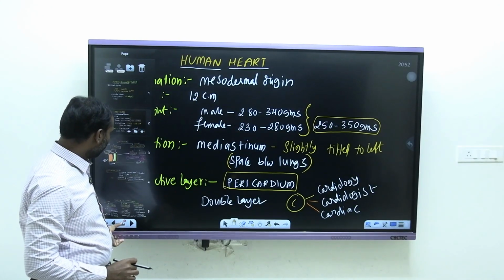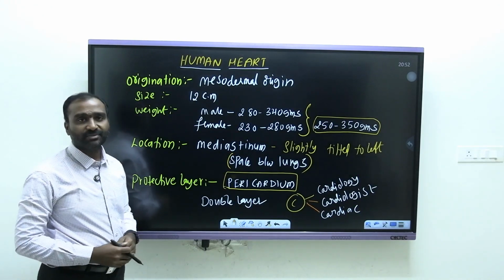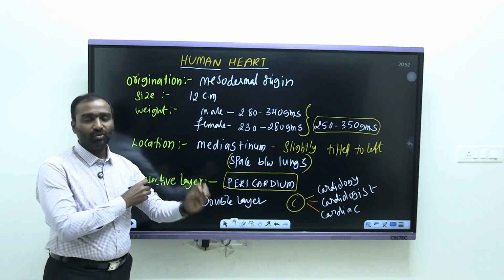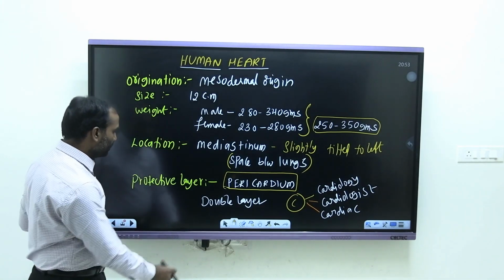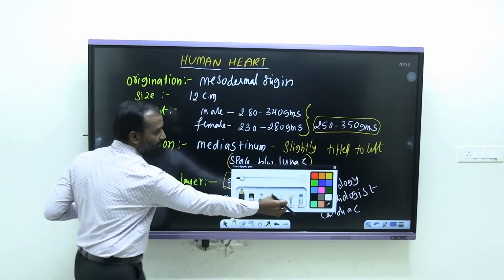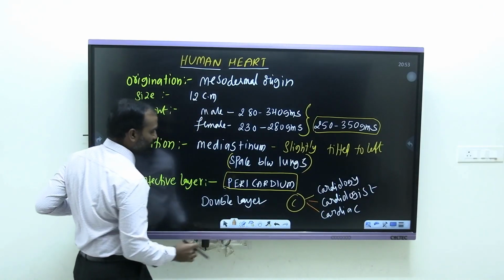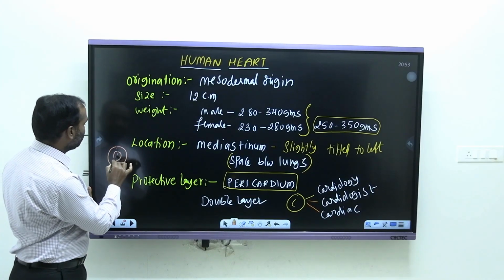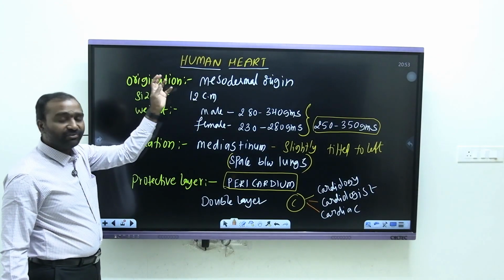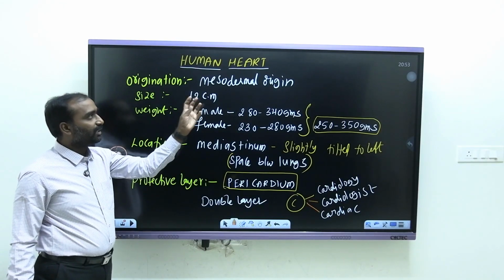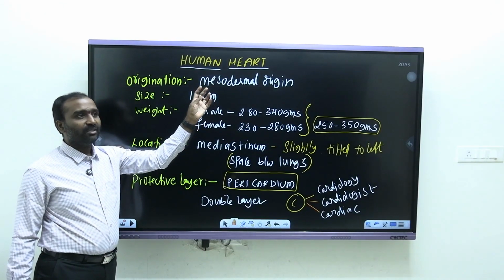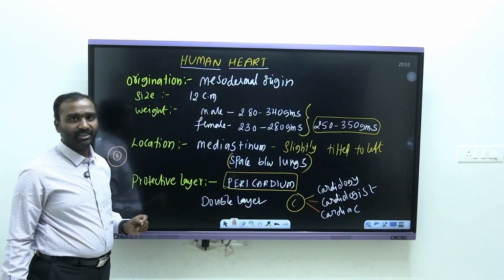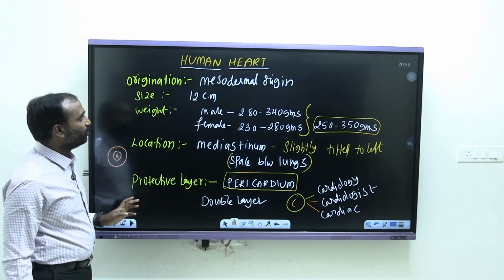Right, next let's move on to the human heart. The human heart originates from the mesoderm. Generally we have three primary germ layers. What are those? Ectoderm, mesoderm and endoderm. Then from where is the heart originated? The heart is originated from the mesoderm. Am I clear? The heart is originated from the mesoderm.